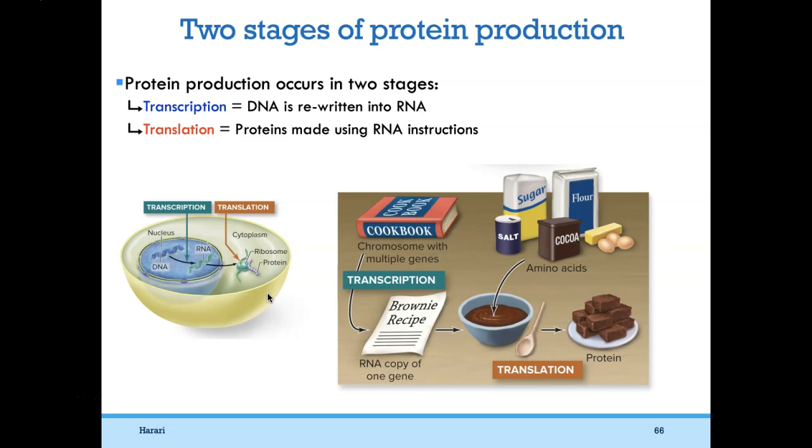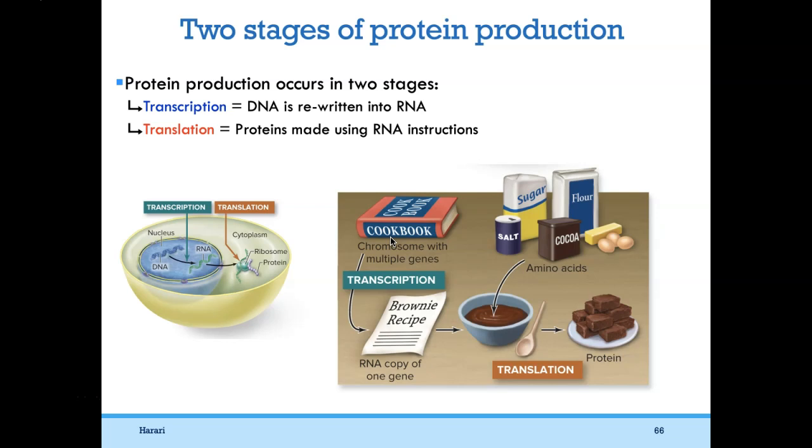You could think about the two stages of protein production like making brownies in a way. So imagine you have a cookbook that's like a chromosome with multiple genes, right? Your cookbook has hundreds of different recipes in it. And chromosomes have thousands of genes on them. But we don't want to make every single recipe at once, right? We only want to make the recipes that are necessary for now.